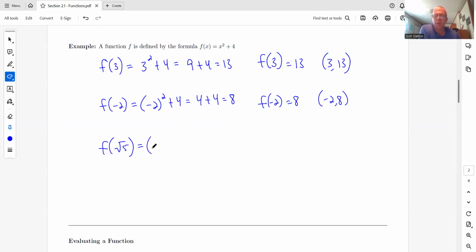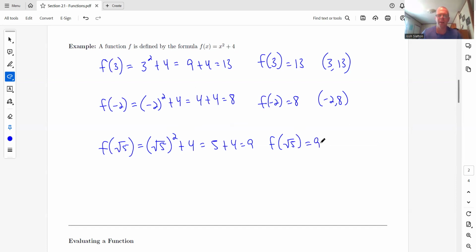We could do square root 5. So plug in square root 5 for the x. Square root 5 squared, that's just going to leave us with 5 plus 4, and that is 9. And so f of square root 5 is 9.